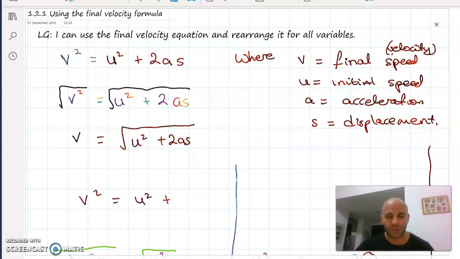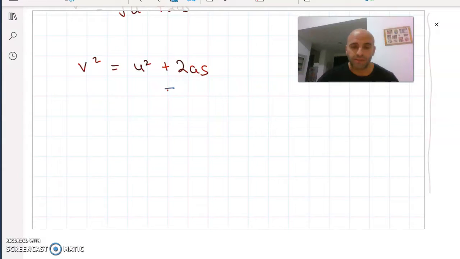Okay, the next one I'm going to do, I will do it looking for the initial velocity. So again, we start from the same place, the final velocity equation. Sorry, no, a is not the subject in this one, my apologies. It's u, okay? So the initial velocity is going to be the subject. Now, normally I would put a ring around that, but I forgot to do it when I was doing this one. My apologies, okay?